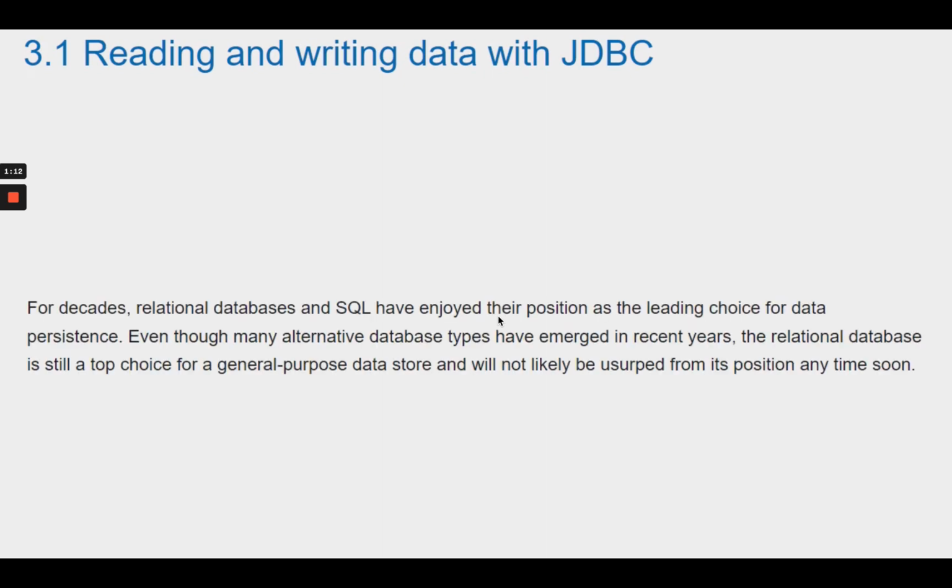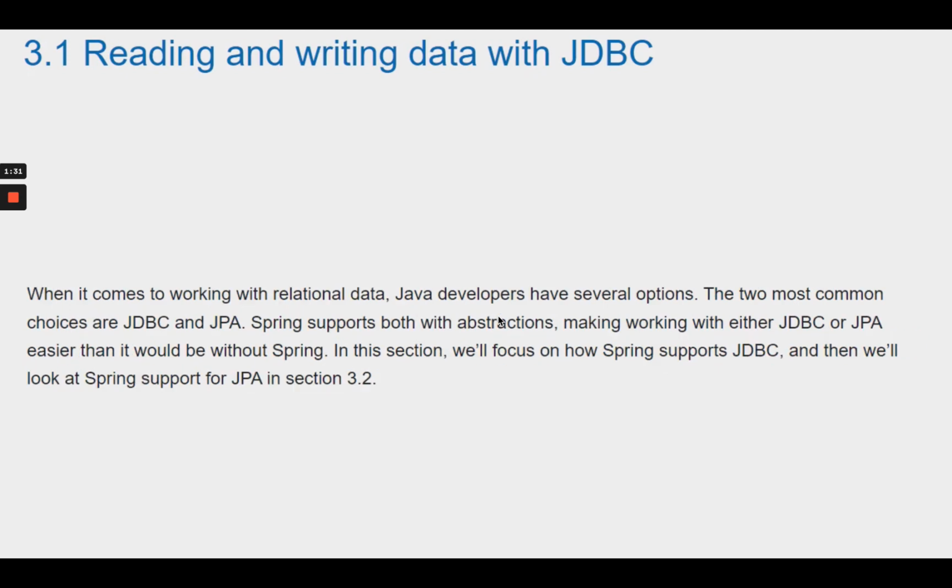For decades, relational databases and SQL have enjoyed their position as the leading choice for data persistence. Even though many alternative database types have emerged in recent years, the relational database is still a top choice for general-purpose data store and will not likely be usurped from its position anytime soon. When it comes to working with relational data, Java developers have several options. The two most common choices are JDBC and JPA.